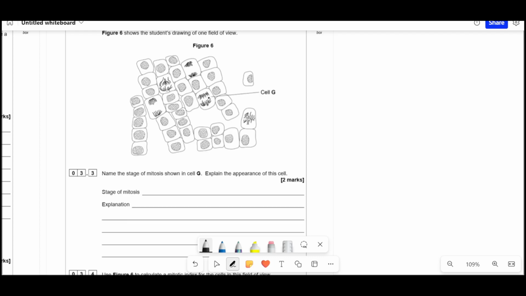And they're on opposite sides of the cell. So that one's anaphase. And why? Well, like I just said, chromatids are pulled to opposite poles, or ends, of the cell.